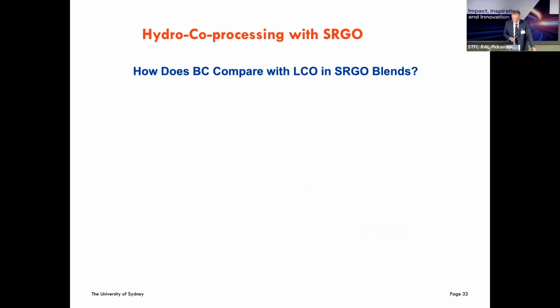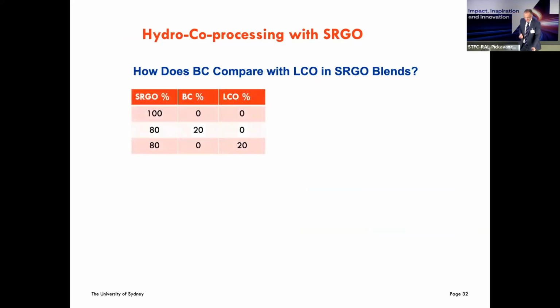Whoop, bit of a mouthful, not as elegant as Sir John would put it. But straight run gas oil is the stuff that comes off when you distill the crude oil first. It's a very valuable fraction, and you want to dilute that as much as you can with less valuable material in a refinery to improve your profitability. So normally what happens is 20% light cycle oil is added. That's a lower value stream, and then it is hydroprocessed. So we want to see whether it's possible to put biocrude oil in.